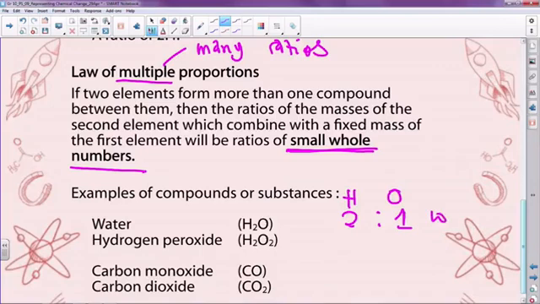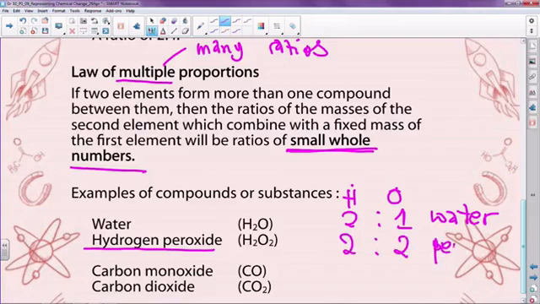This is water, the everyday substance that we use. Now, we talk about the peroxide. In the peroxide, it still consists of the same individual elements, which are hydrogen and oxygen. However, what has changed in this case is your ratio, which is 2:2. Now, this is multiple proportion because this is the peroxide.